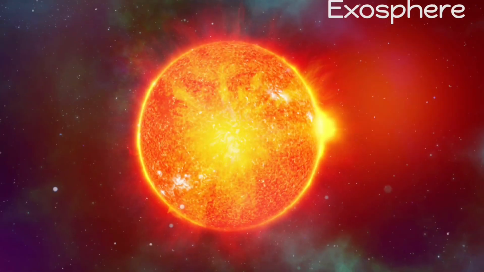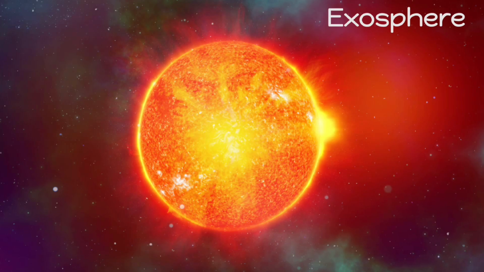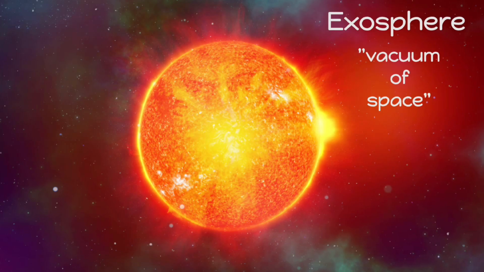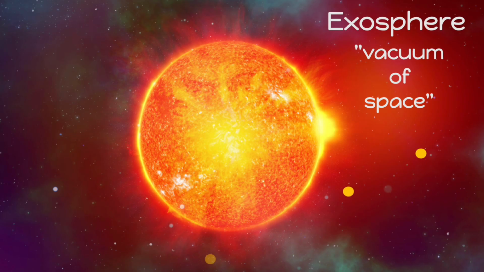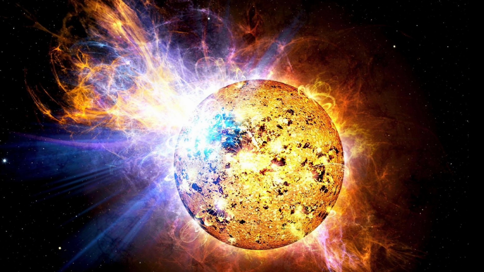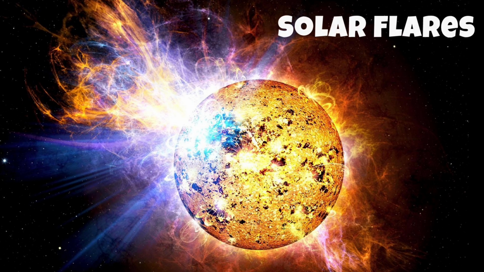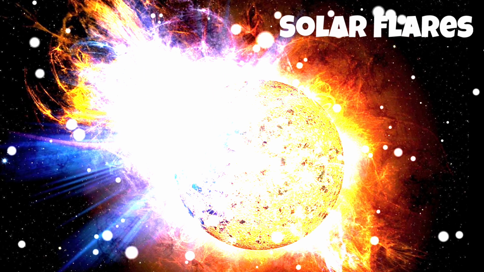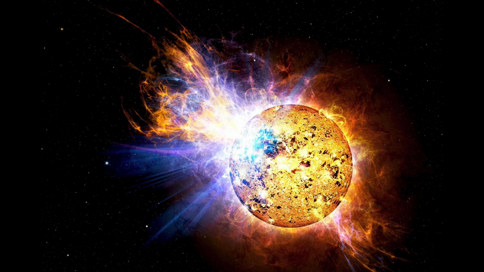The exosphere is the outermost layer of Earth's atmosphere, where our atmosphere meets the vacuum of space. In the exosphere, the air is very thin, and molecules are very far apart. Exosphere is affected by solar activity, such as solar flares and sunspots. When the sun is more active, the exosphere expands, and can reach farther out into space.